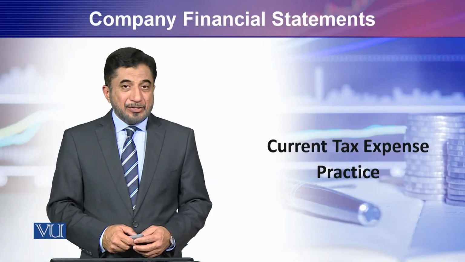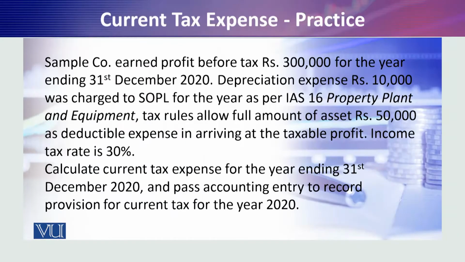Let's do some practice on current tax expense. In this scenario, the sample company earns profit before tax of 300,000 for the year ending on 31st December 2020. The depreciation expense while arriving at this profit is 10,000, which was subtracted from the sales revenue along with the other expenses, and then we reached this 300,000 profit.